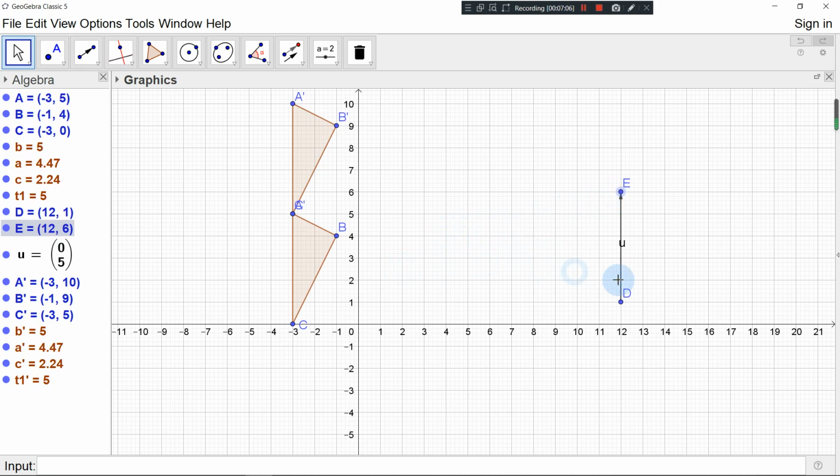It means that you don't have to go to left or right, just go up. How many steps? 1, 2, 3, 4, 5. This is 0, 5. Okay, be careful. This is 0, 5, not 5, 0. This number tells you left or right. This number tells you up or down.